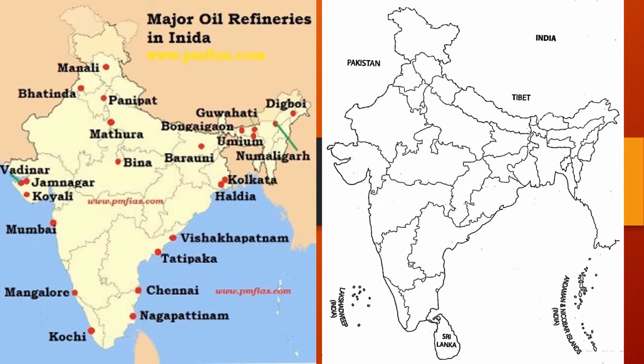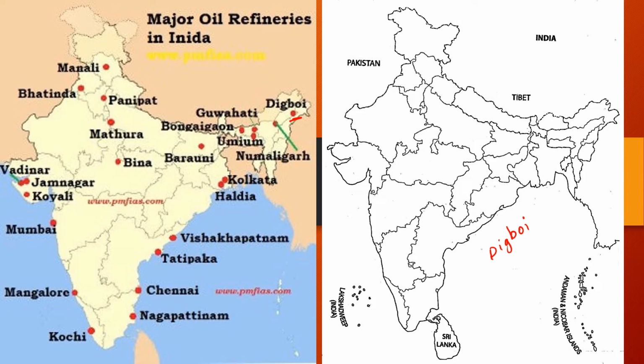Now the important points which they have already given in your book: first is Digboy, which is in Assam. Digboy is one of the major petroleum fields for India. Here you can see, Digboy is in Assam. Digboy is one of the important points which they have given in our book also.